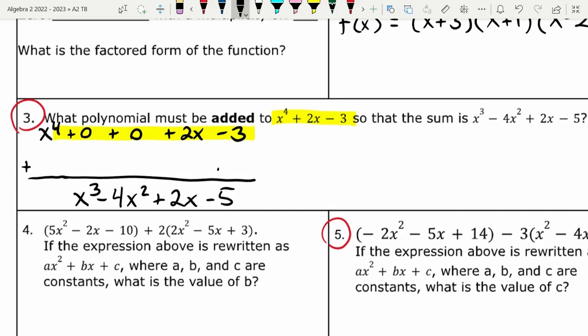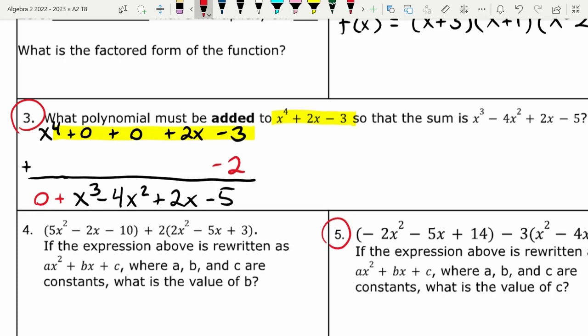Okay, so to figure out what this polynomial must be, it also helps to write a 0 in front of the x to the 3rd, because we need to somehow get rid of our x to the 4th term in our final sum. Okay, so to figure this out, I think it's easiest to start on the right side. And the question we would start with is, what do I add to -3 to get to -5? And the answer to that would be a -2. Okay, -3 plus -2 would give me -5.